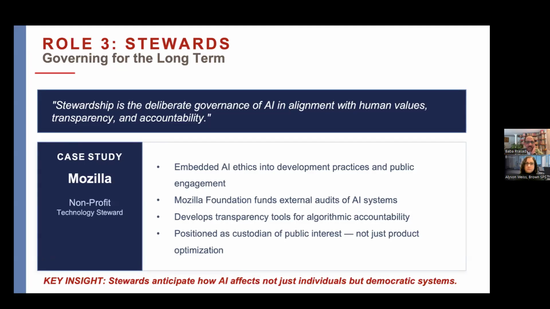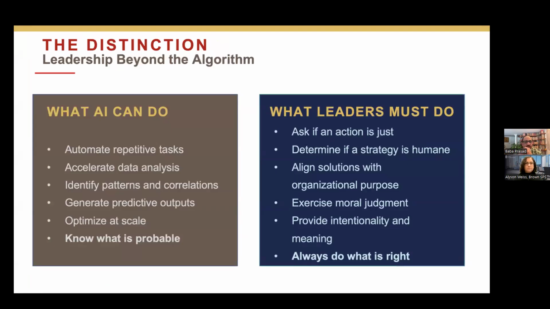So stewards anticipate how AI affects not just individuals, but also democratic systems, society itself. And that's a big thing about AI, that we need to have that hat on all the time with AI. Otherwise, it's a very slippery slope. Now, the distinction here is beyond the algorithm, we need to have leadership. And that's where this course can get you started thinking in those kinds of dimensions. And that's what will differentiate the true leader in an organization from the leaders of the past who are basically working off what we would call management science.